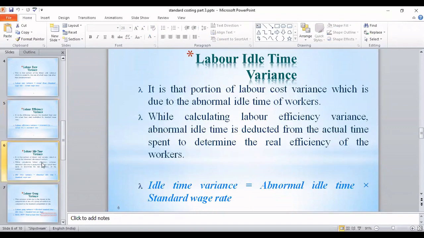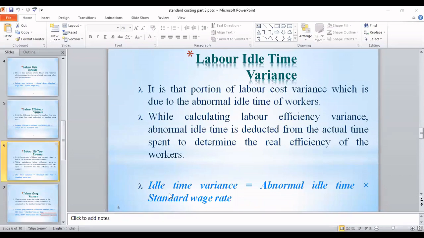Now, the next one is labor idle time variance. This arises when your labor was sitting idle for a few hours. I always said, this always comes as adverse only, because idle time decreases your efficiency. The formula is abnormal idle time, which will be given in the question, multiplied by the standard wage rate. Is this clear, everyone?